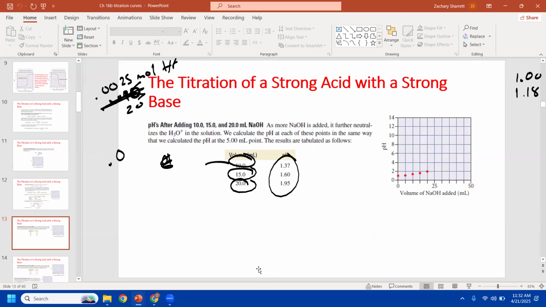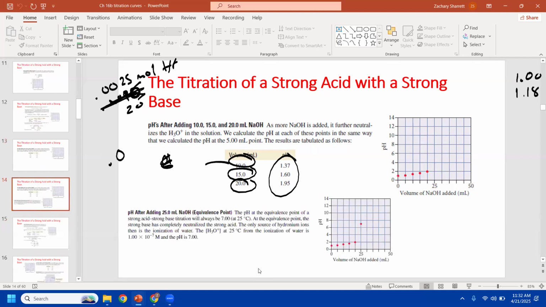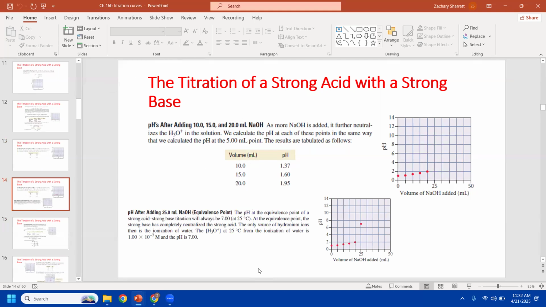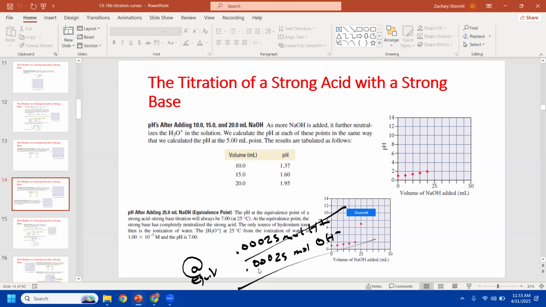Yes? Okay. A good practice thing would be doing these calculations on your own. Verify that you get those pHs. After 25 mils of NaOH is added, now what happens is we had 0.0025 moles of H plus originally. At equivalence point, we add 0.0025 moles of OH minus. If all of this H plus gets neutralized by all of this OH minus, we make a bunch of water. We have a bunch of Na plus and Cl minus.